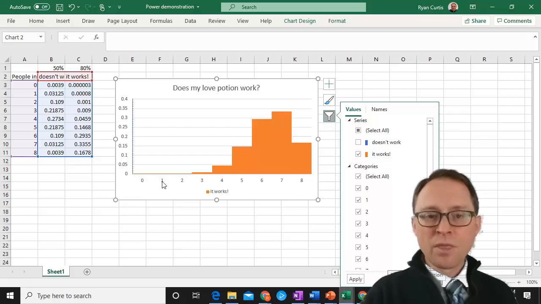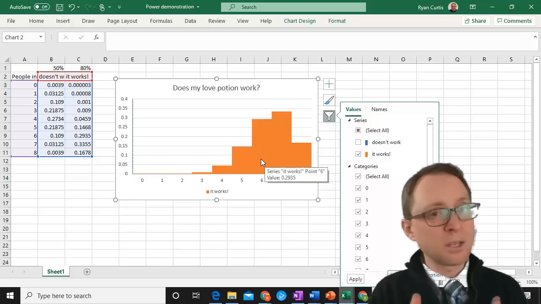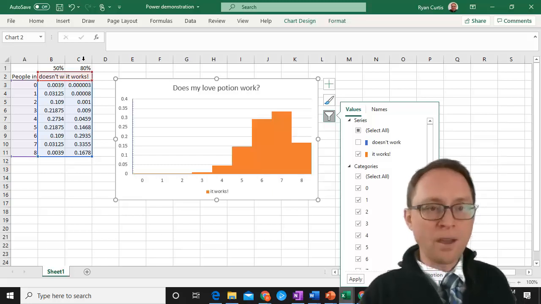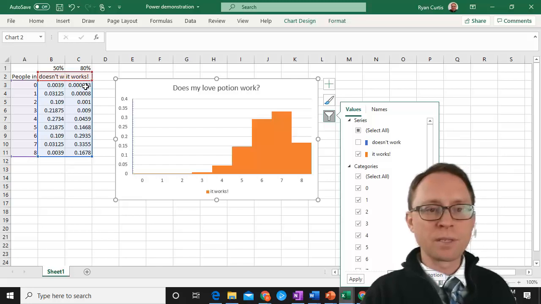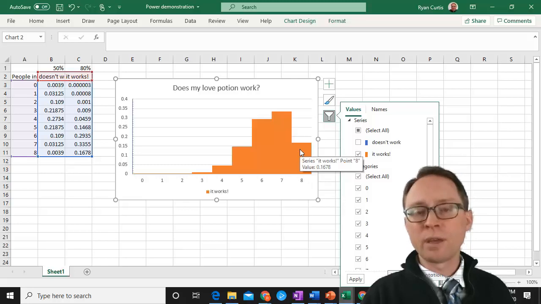Is it possible that 0, 1, 2, 3, 4, 5, or 6 people could fall in love even if it does work? Well, the answer is yes, obviously, because these are the probabilities. 0, 1, 2, 3, 4, 5, and 6 people could all happen if my love potion actually does work. But we've already determined that we're going to fail to reject if that happens. In fact, we are only going to reject the null hypothesis if 7 or 8 people actually fall in love. Well, here's what happens with this.